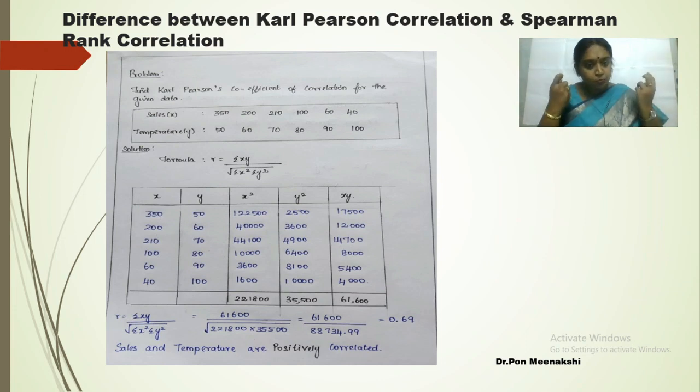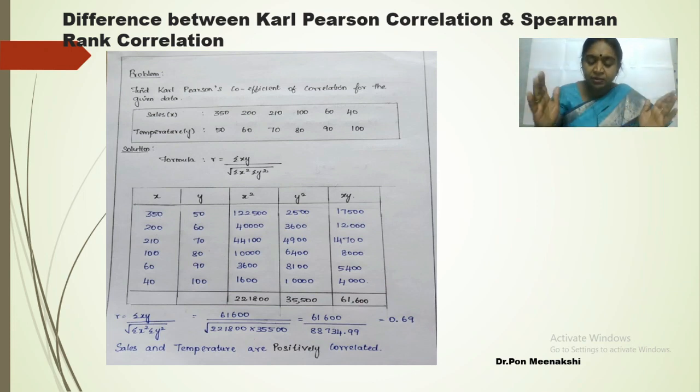If the answer comes positive, we write that x and y variables are positively correlated. If the answer comes negative, we write that x and y variables are negatively correlated. If the answer comes more than 1, we know somewhere we committed a mistake and have to rectify it. So for Karl Pearson correlation, the formula is simple: r is equal to sigma xy divided by root of sigma x squared into sigma y squared.